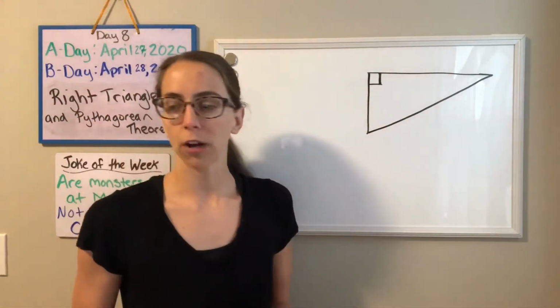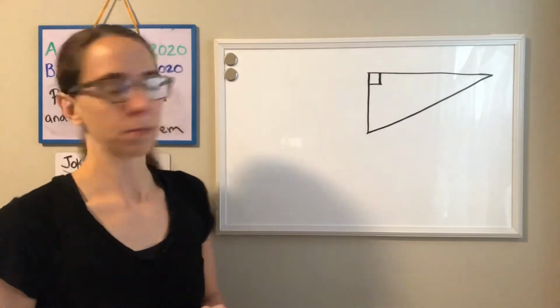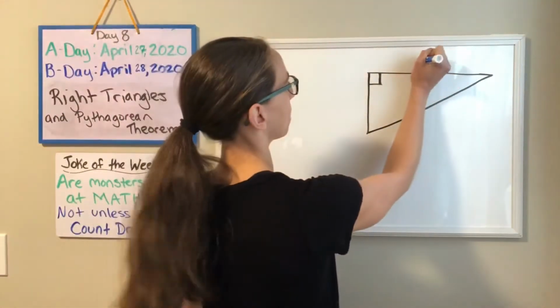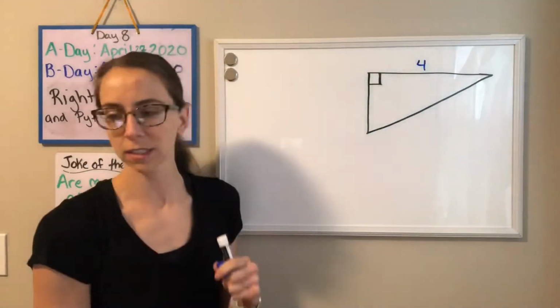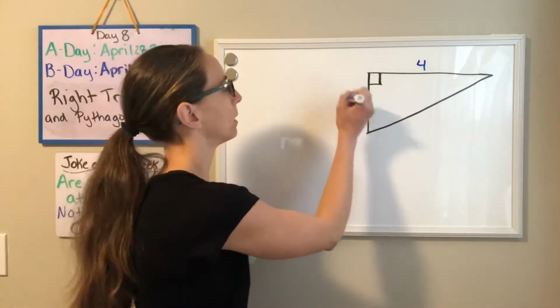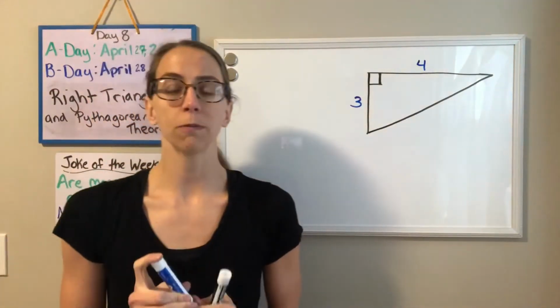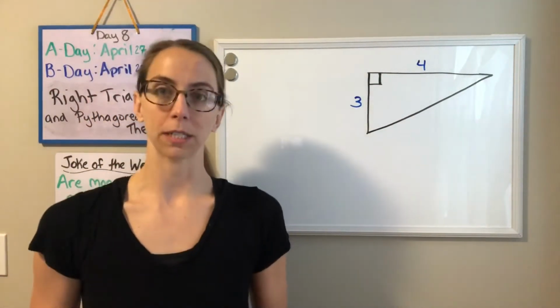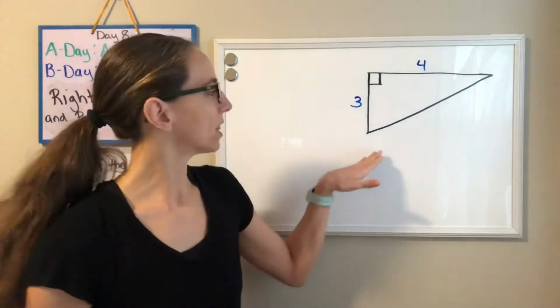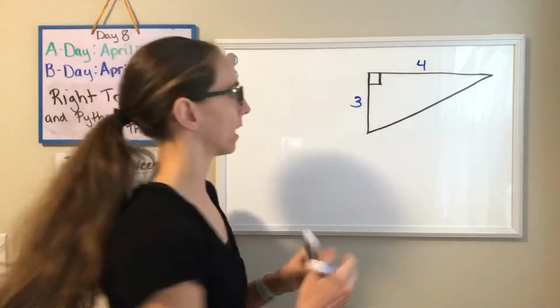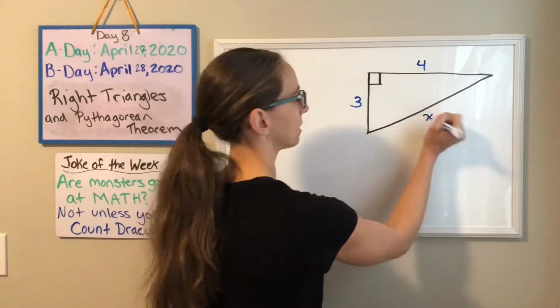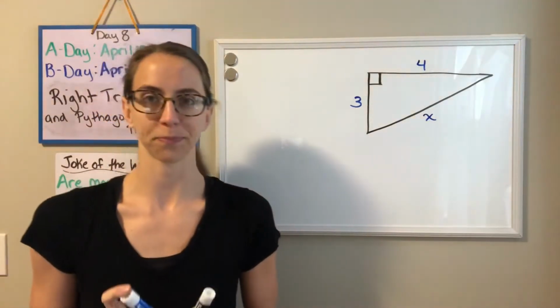So in this right triangle, I'm going to give you some values. I'm going to let you know that this side right here is going to be 4 units, and this side right here will be 3 units. So far I have 2 of the 3 sides, but we're looking for what this side is. We'll call that x. Again, our unknown side we'll use as x.